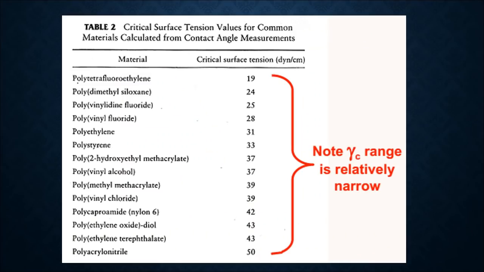Here are critical surface tension values for common materials calculated from contact angle measurements using the series of alkanes. Please note that the range is relatively narrow.